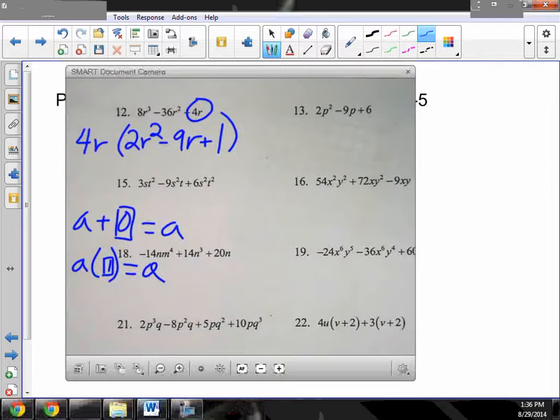Let's look at... Oh, which one was it? Number 20.